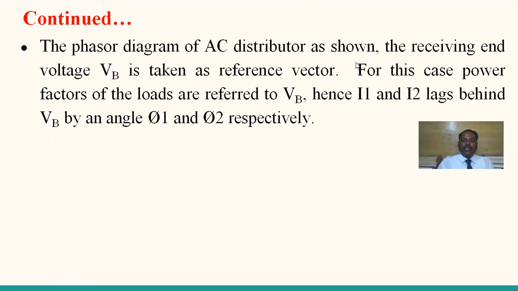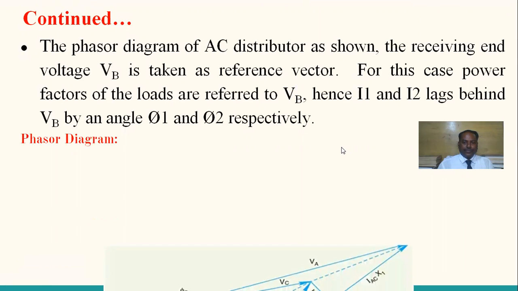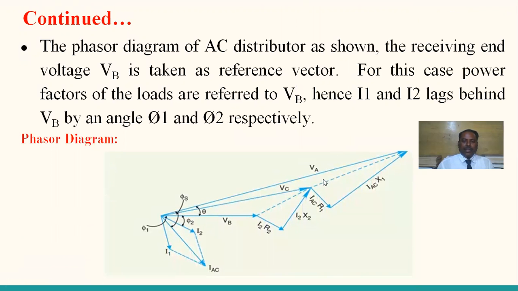The phasor diagram of the AC distributor is as shown. See here, this is the phasor diagram. Why? Because whatever you do here, all the calculations are vector sums, not arithmetic sums. That is the reason every vector has its own magnitude and phase angle. So in the phasor diagram of the AC distributor, the receiving end voltage VB is taken as a reference vector. The voltage at load point B is taken as the reference vector.